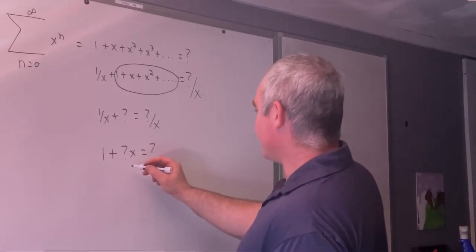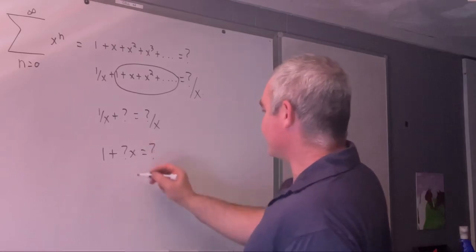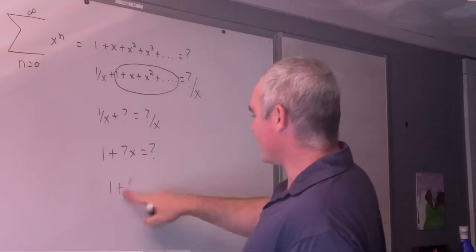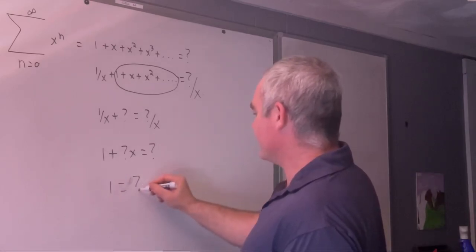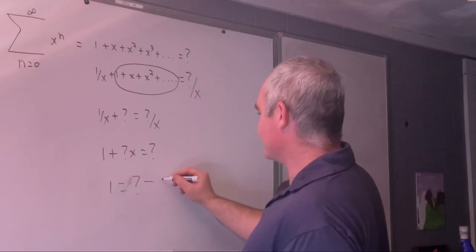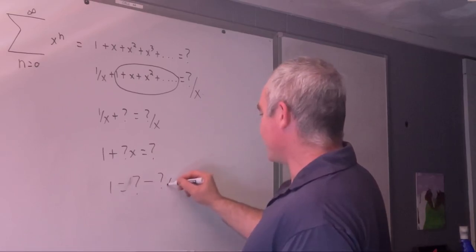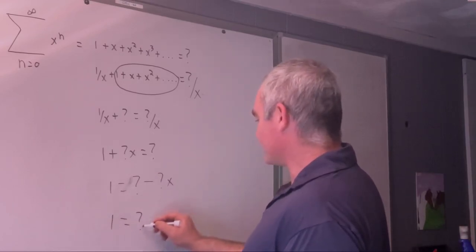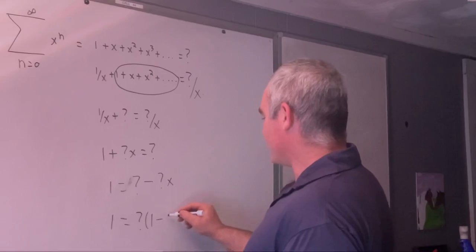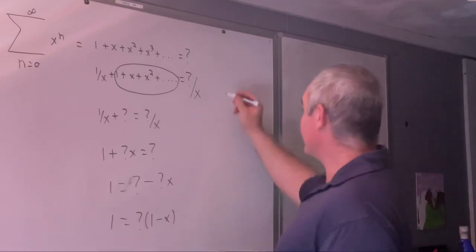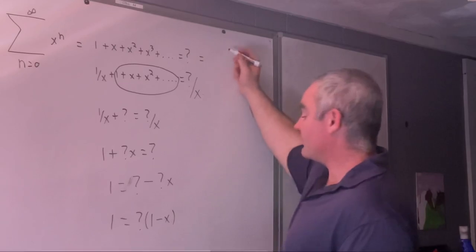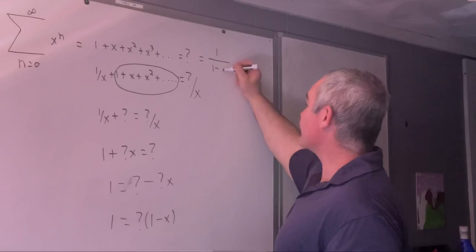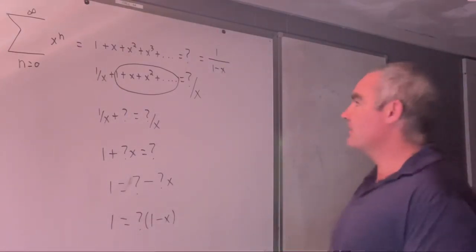Let's go ahead and try to isolate this question mark here. So we get 1 is equal to question mark minus question mark times x. Factor out the question mark, we get 1 is equal to question mark times 1 minus x, or question mark is equal to 1 divided by 1 minus x. Great, we're done, right? No, not really.